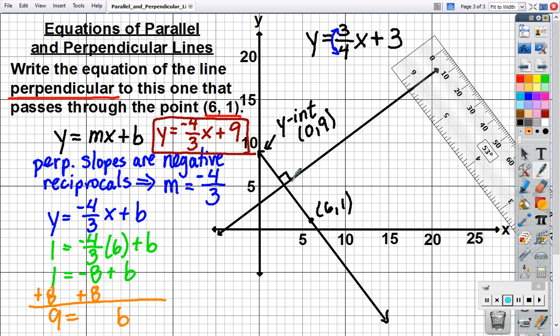And we can also tell that the slope is negative 4/3 by our slope triangle. Okay, so that's negative 4, and that's 3. Rise over run, negative 4/3. All right, so hopefully this was helpful to you in being able to solve for equations of parallel and perpendicular slopes.